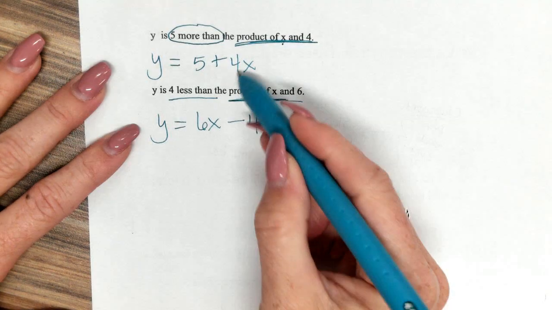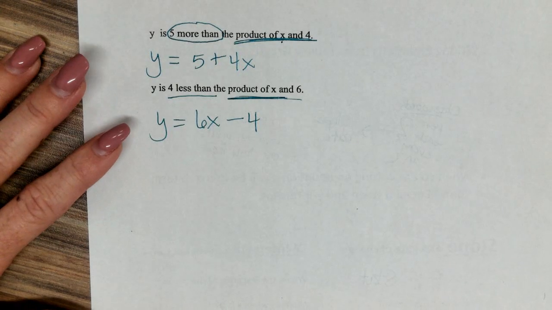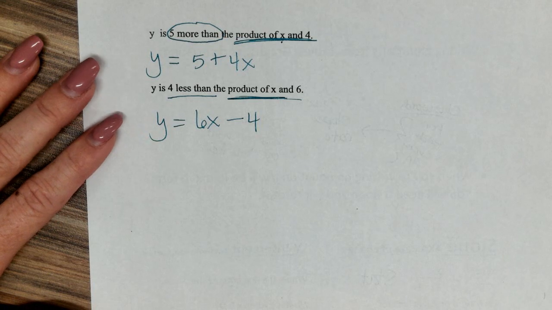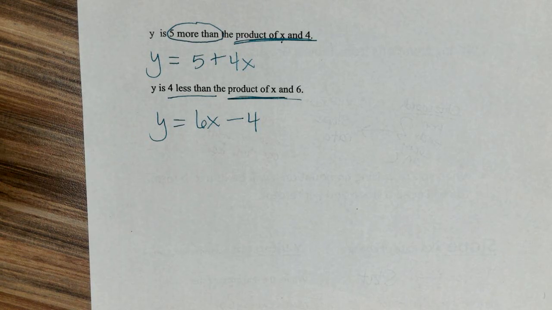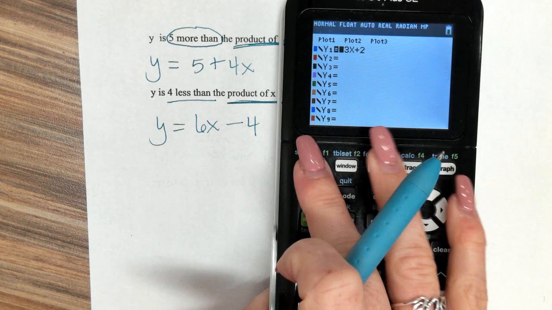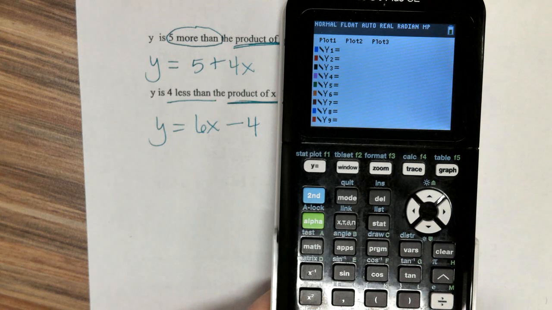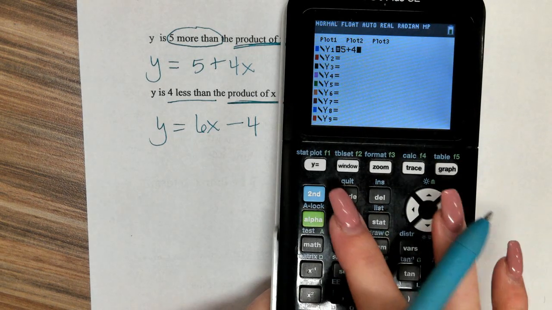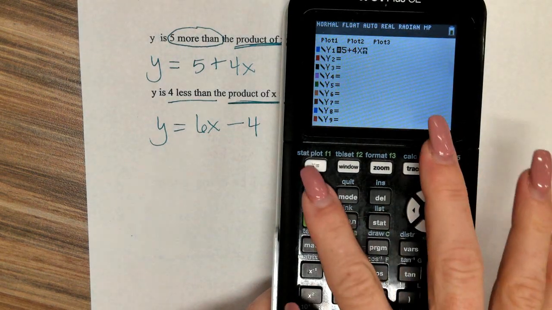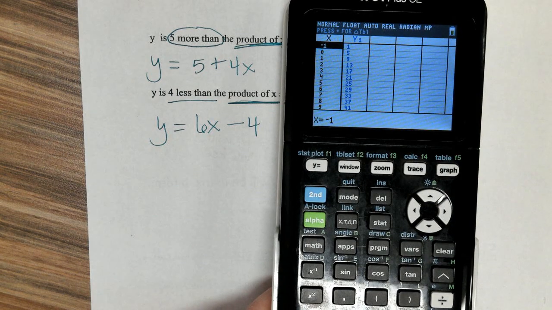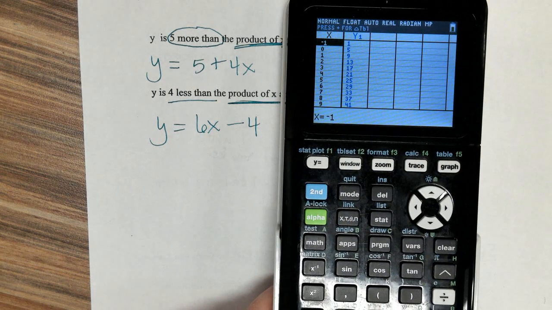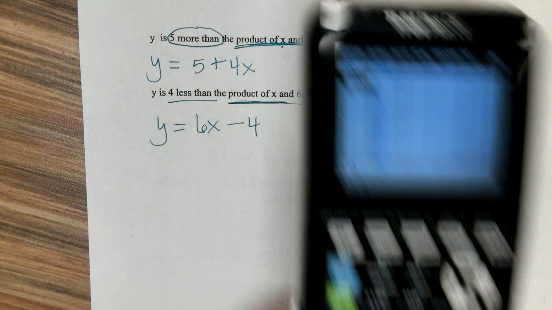Now, could I put these in my y equals button and make a table? Yes or no? I need y'all to listen. Could I put this in my y equals button and make a table? Yes. So look, if I go to y equals and I clear that out, I could put in 5 plus 4x and I could go to a table. Yes? Could I graph that? Yes, so you're going to be doing that today.